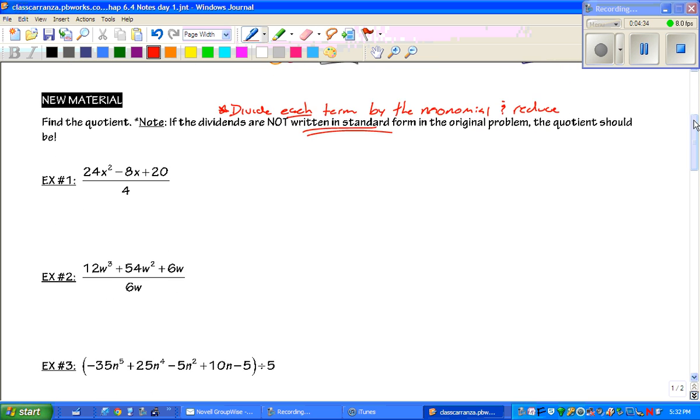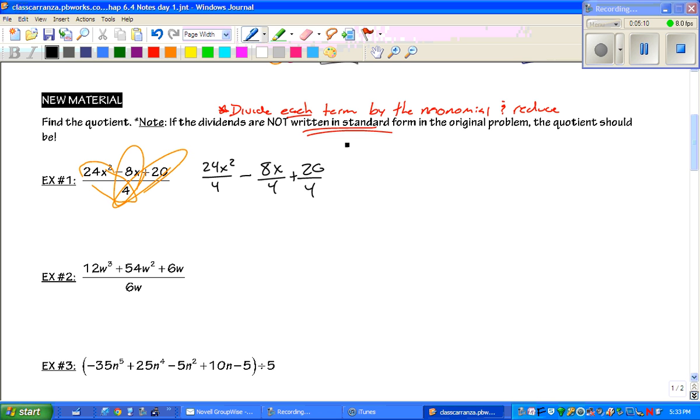The first thing we need to know is whether this is in standard form, and that's where we're just looking at the x's. Yeah, it is. So we're going to take each one of these: 24x squared divided by 4. Do not lose your signs. 8x divided by 4. 20 divided by 4.